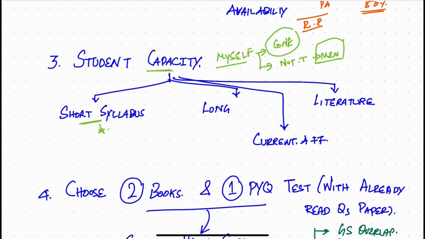If you take anthropology or sociology, the syllabus is very minimal. If you take geography or public administration, the syllabus is like a mammoth. So if your love for the subject is more than the syllabus, you should take that. If your love for the subject is less than the syllabus, don't take that.